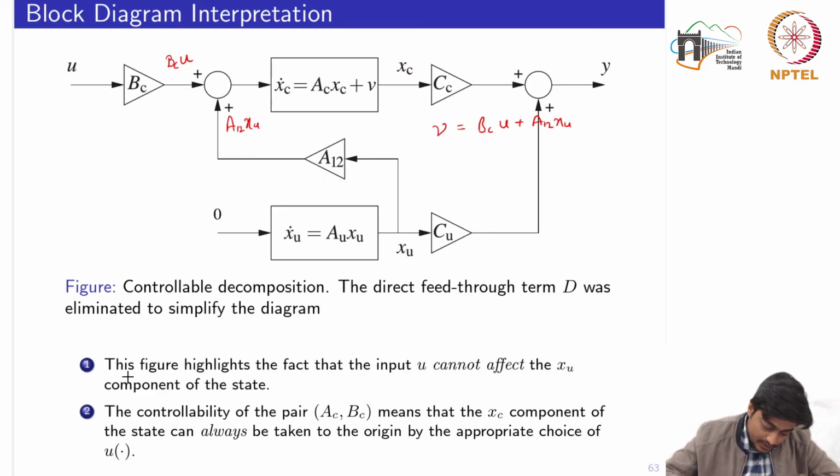Okay, so there are 2 points which should be noted. This figure highlights the fact that the input u cannot affect the x u, because if you notice, starting from u there is no direction which is going towards x u through any path. Right? The second point is that the controllability of the pair A c, B c means that the x c component of the state can always be taken to the origin by the appropriate choice of u. Okay, which is basically the definition of controllability. Right?